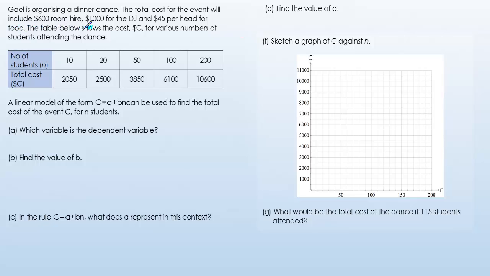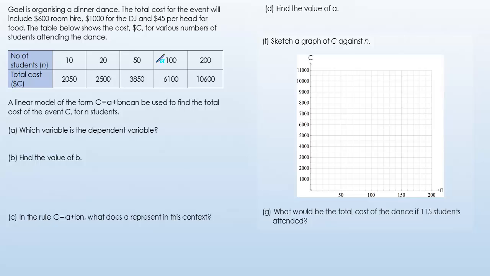Gail is organising a dinner dance. The total cost for the event will include $600 room hire, $1,000 for the DJ, and $45 per head for the food. The table below shows the cost, C dollars, for various numbers of students attending the dance.